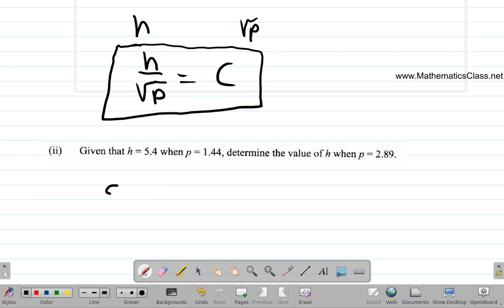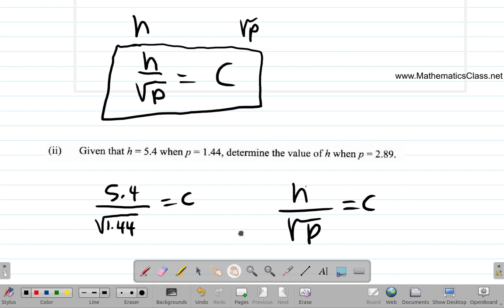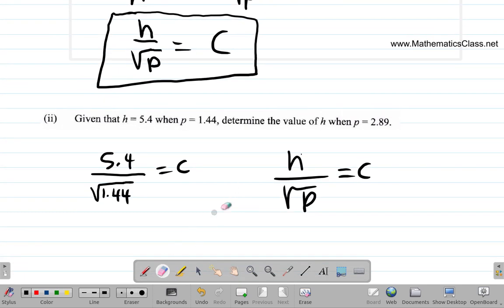H is 5.4. So you put 5.4 over the square root of 1.44 equals a constant. We're going to find the constant. But determine the value of H when P is 2.89. We know that H over the square root of P is the same constant. It must be the same number. But they say we're going to find H when P is 2.89. So let's erase the P and put 2.89 there instead.